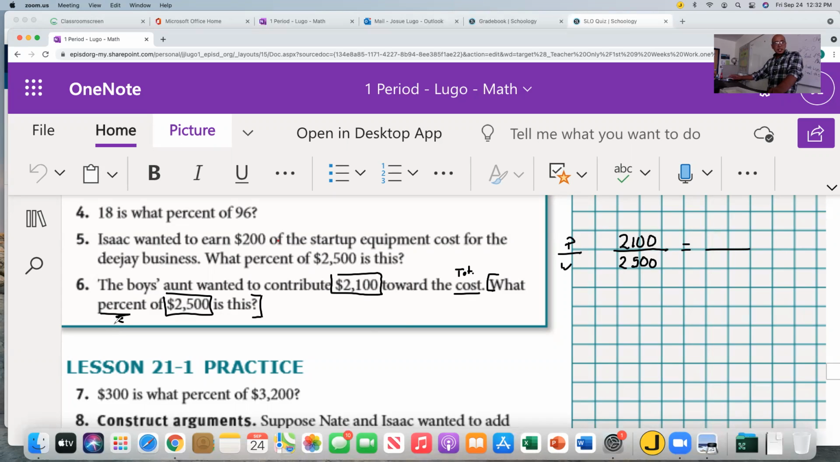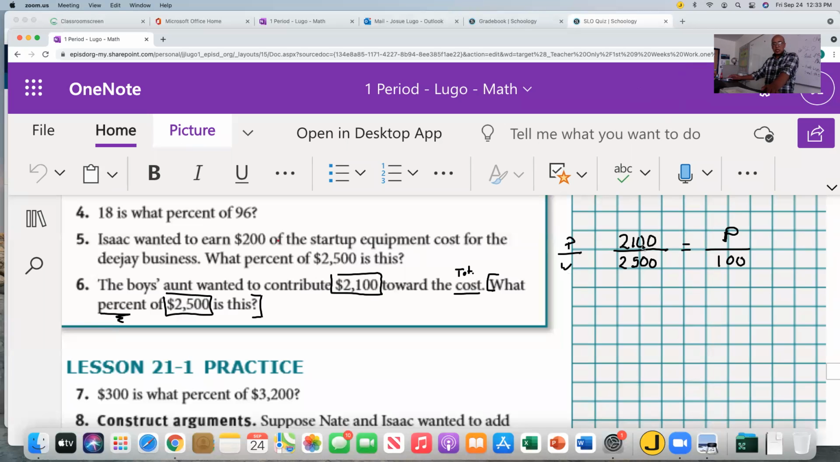It's asking what percent. Guys, as soon as you hear the word percent, you know, okay, I need something over the number 100. I'm looking for something over the number 100. I don't know what that is, so I'm going to use a letter, a variable, to show me that I don't know what that is. That is what I'm looking for.